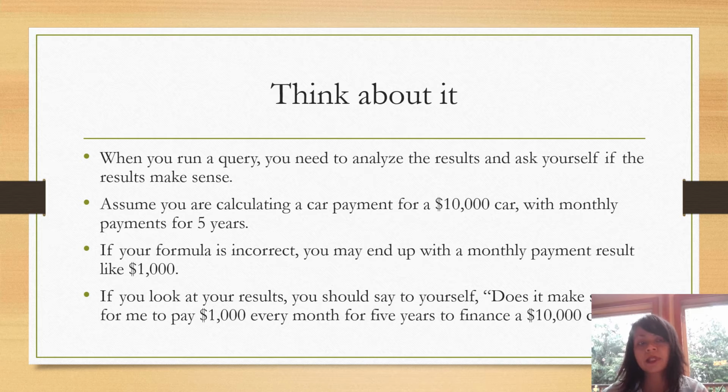The example here is, assume that you're calculating a car payment for a $10,000 car with monthly payments for 5 years. If your formula is incorrect, you may end up with a monthly payment result like $1,000. So if you look at your results, you should say to yourself, does it make sense for me to pay $1,000 every month for 5 years to finance a $10,000 car? Does that number make sense to me?